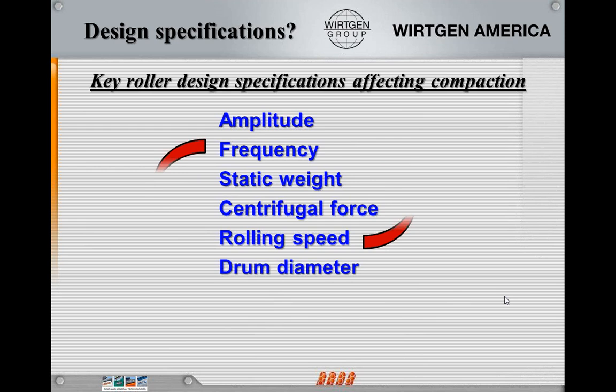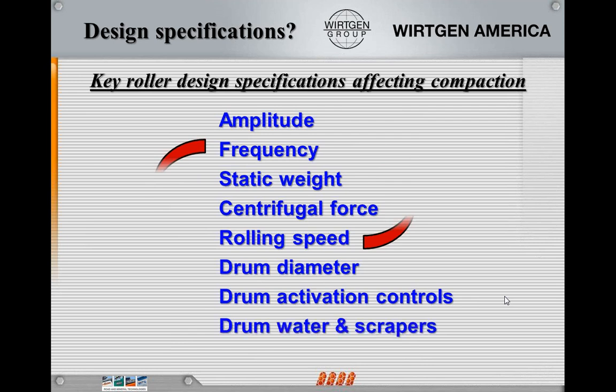We're going to talk about drum diameter and how that affects the mix itself. We're going to talk about drum activation controls. What I mean by drum activation controls is that we can set individual drums up differently versus what we could do in the past. And then we'll talk about drum water and scrapers. I keep telling everybody, if we do not have water on a roller for use for asphalt, we do not have a roller. I don't care if it's brand new or 20 years old. If water does not work, we do not have a roller.